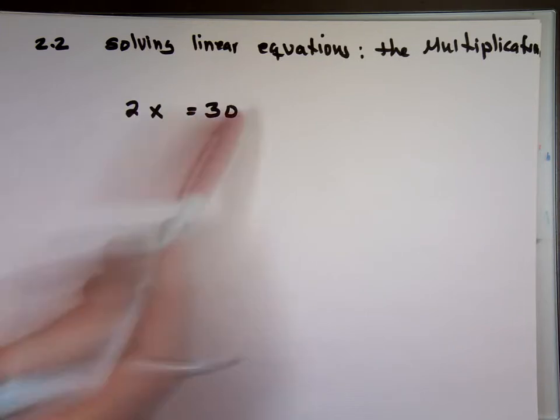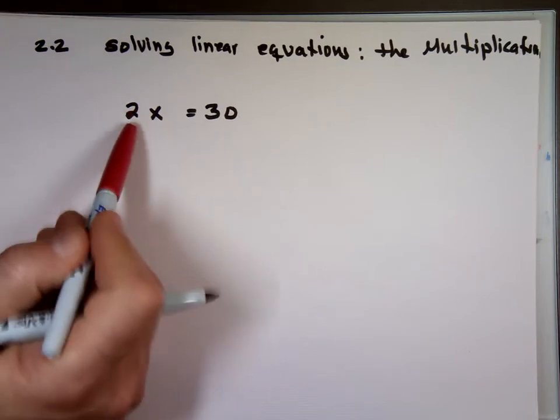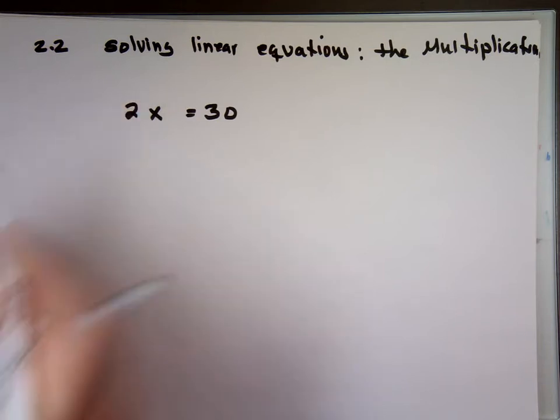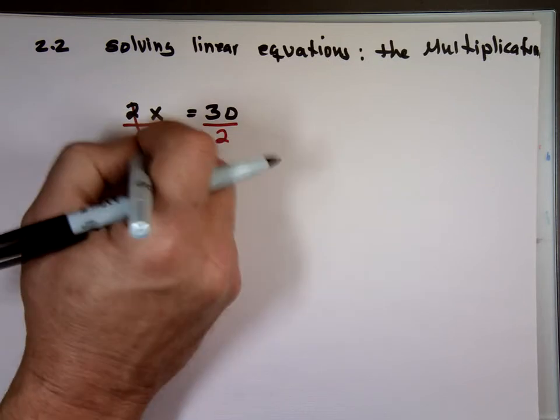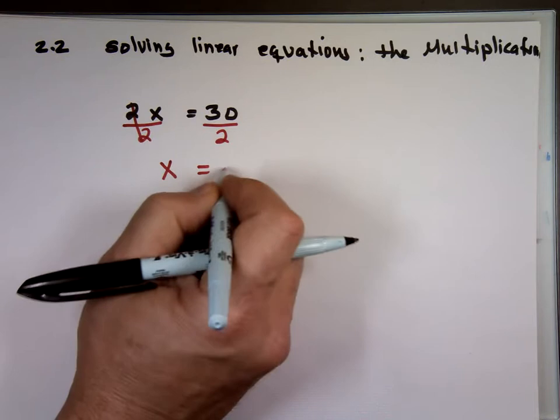2 times x equals 30. When you have multiplications, the opposite to multiplication is always division. You want to make sure this number is 1. To make that number 1x, you got to divide both sides by 2. X equals 30 divided by 2, which is what? 15.